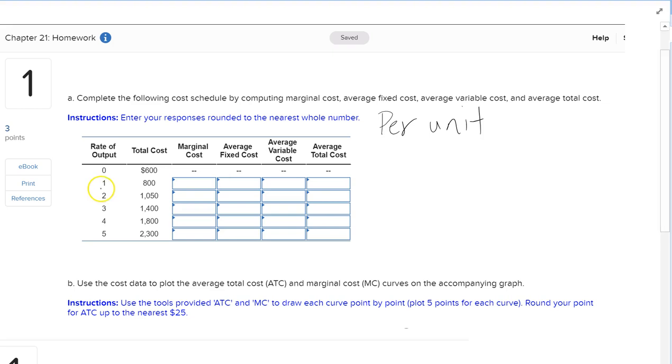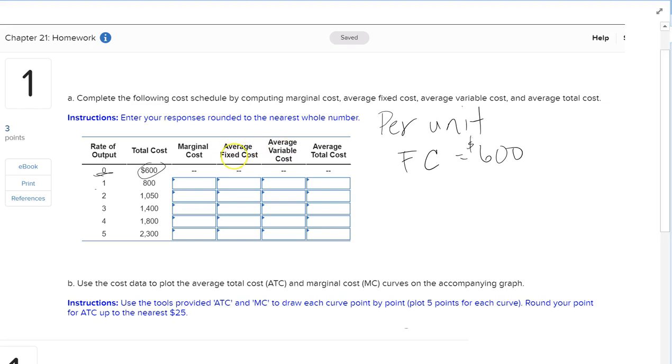So let me walk you through this. If we have 0 produced, but we have a total cost of 600, that is some information that we want. What that means is our fixed cost, not our average fixed cost, but our total fixed cost, is $600. Because if we produce nothing, but we have a total cost of 600, we know we have a fixed cost of 600. And that's going to be a starting point.